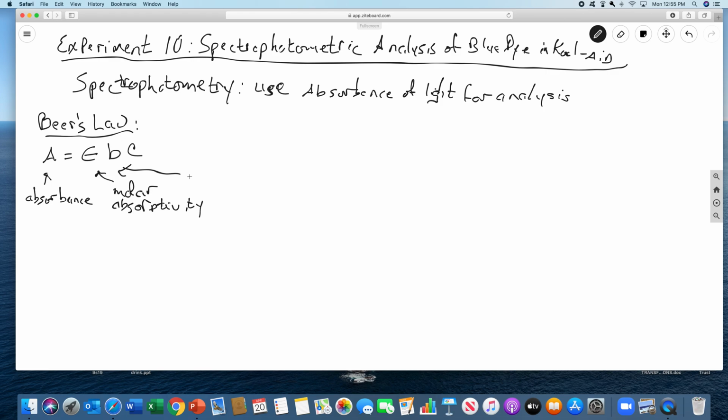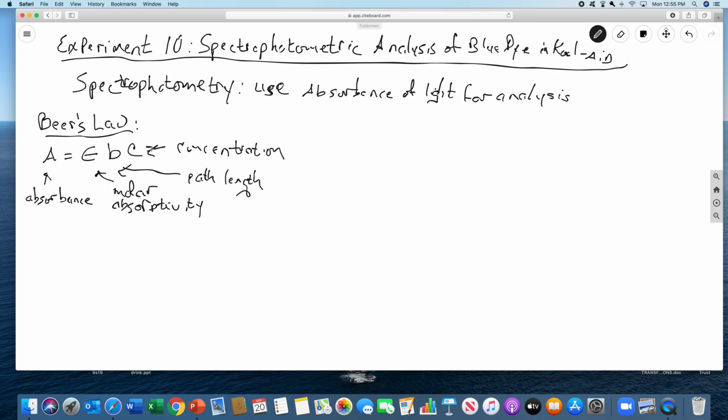B is the path length. It's the distance through the sample that light travels. It's typically held constant. And then C is the concentration. So it's molarity, or parts per million.